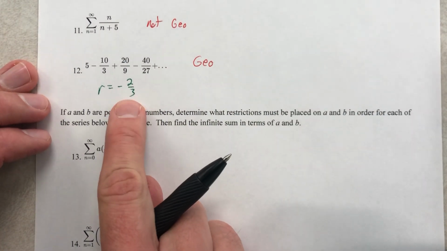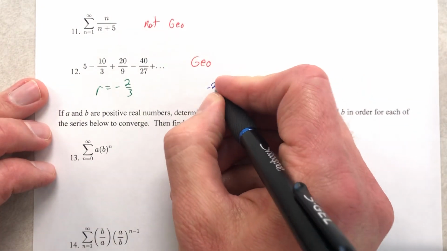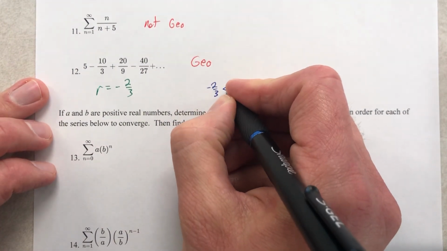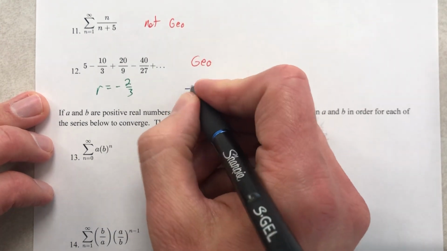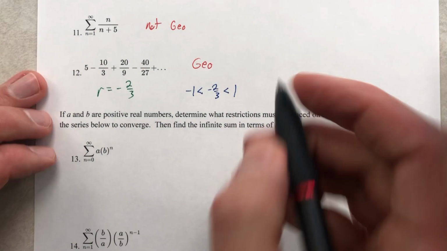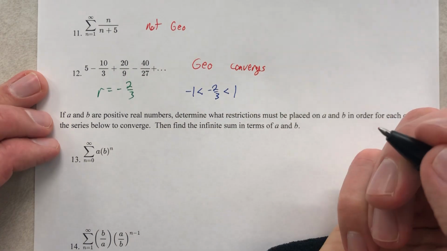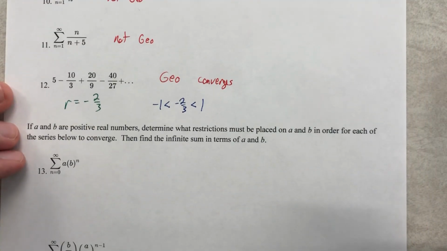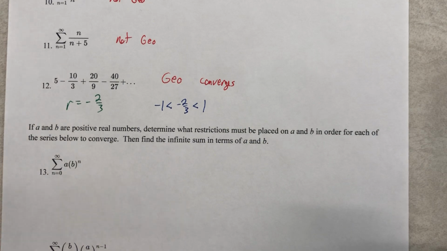Because negative 2/3, and watch this closely now, is less than 1, of course it is, it's negative, but also greater than negative 1. It's between those two. This is going to converge. Alternates and converges. That's going to be a huge issue later as we move forward. All right, converge to what? I don't know. Time for a purple pen.